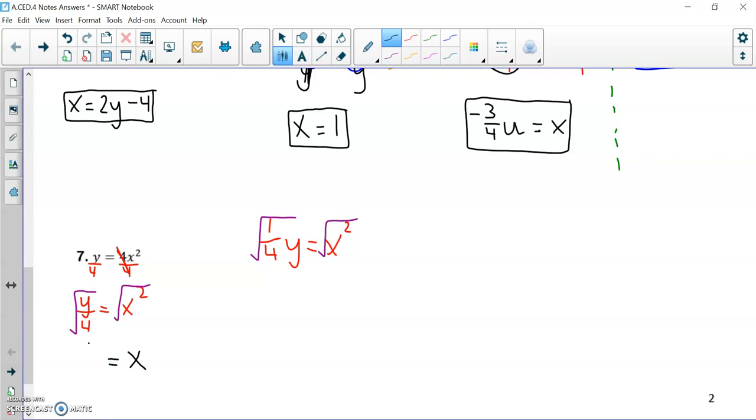The square root of y is just the square root of y. But the square root of 4, you guys should know that. The square root of 4 is a 2. So I have the square root of y over 2 as my answer.